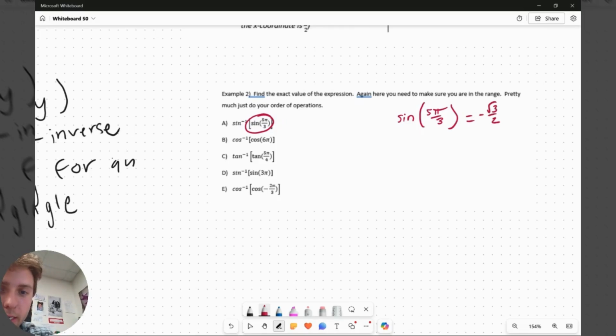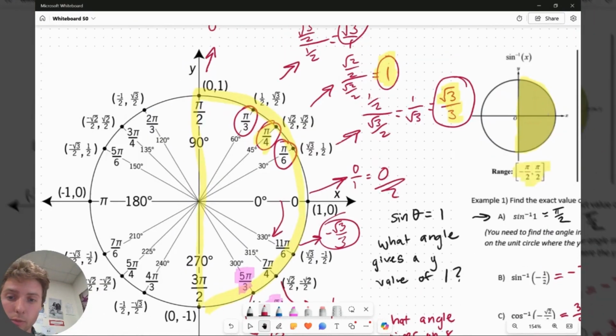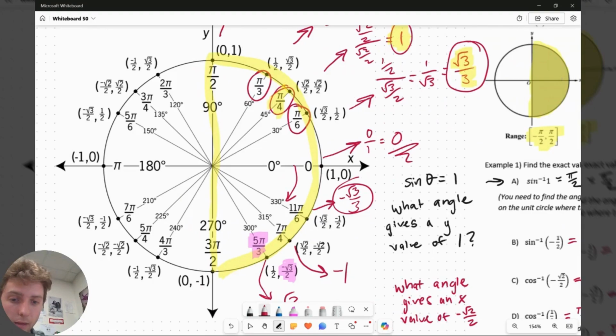Okay, so what we just did is simplify the inside. So now this is sine inverse of negative root 3 over 2. Okay, but it's sine inverse. So now I'm thinking angle. What is the angle that gives me the y value, negative root 3 over 2? Okay, well, let's think. Let's go to the unit circle. Sine, I do need to be in the restricted area. Negative root 3 over 2 is still that same spot. It's still 5 pi thirds.